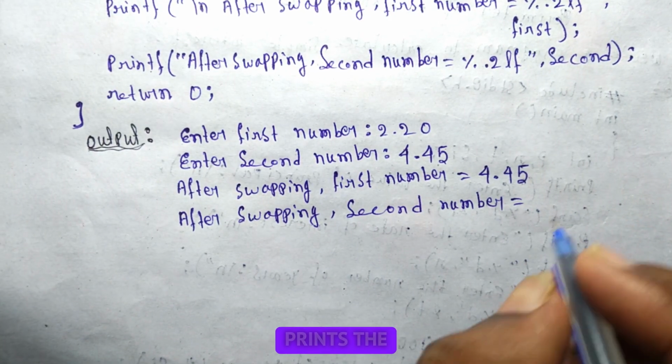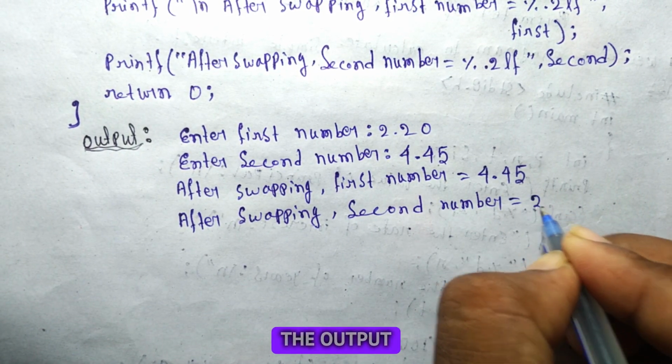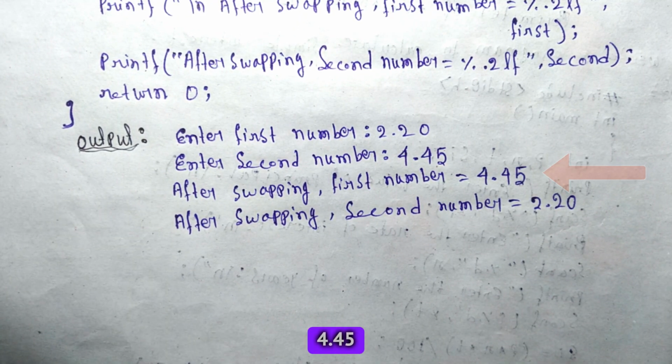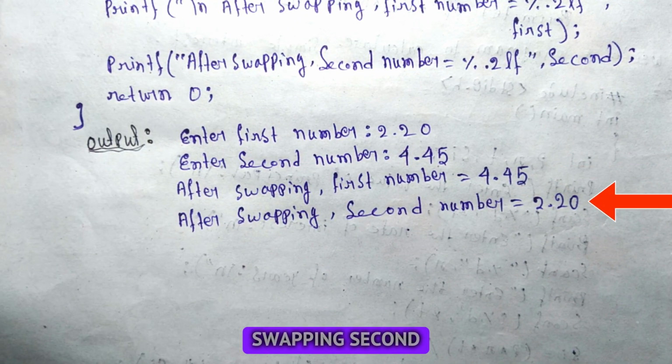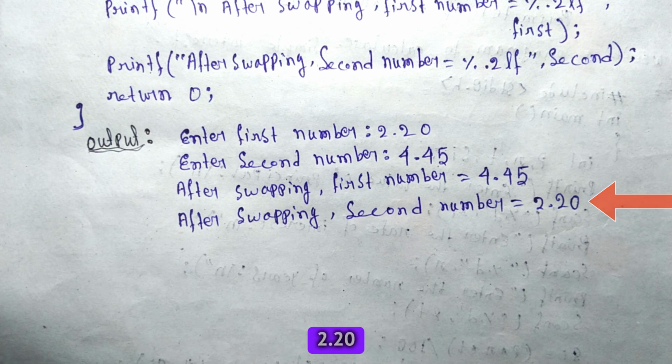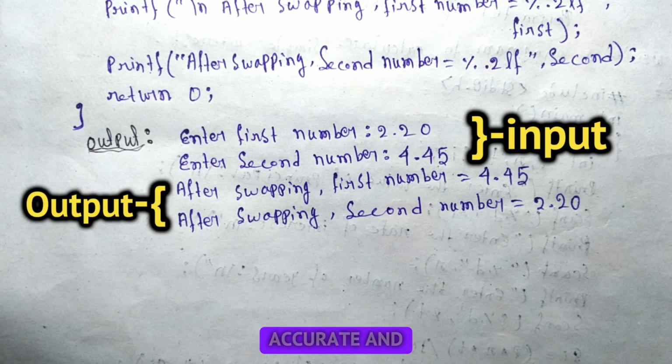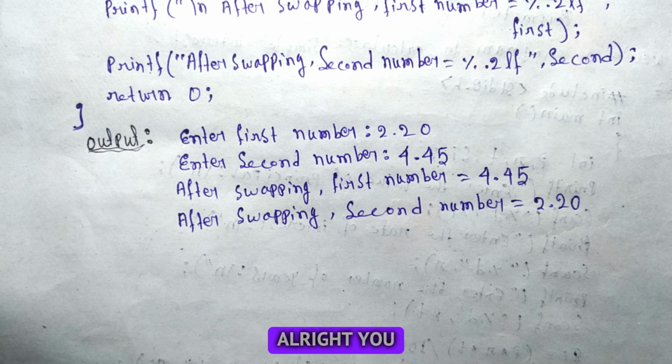Now when the program prints the result using printf, the output shows, "after swapping, first number equals 4.45," and "after swapping, second number equals 2.20." And that's exactly what we wanted. Smooth, accurate, and beginner-friendly. Alright, you just saw it in action.